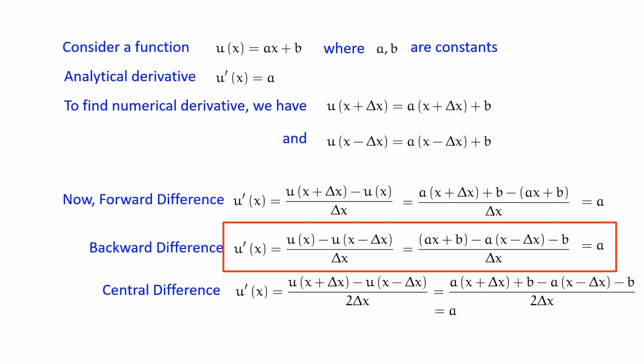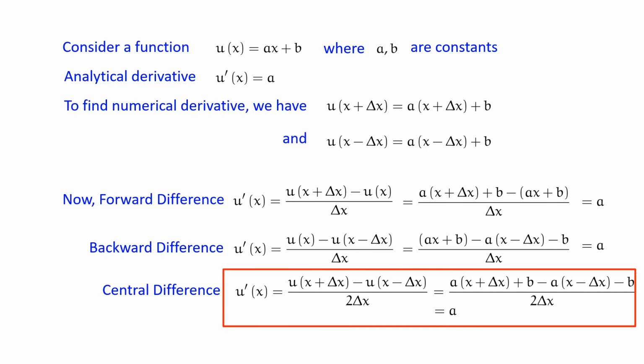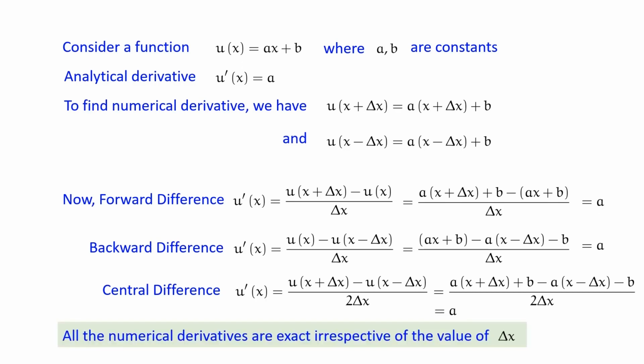And central difference, where u prime x equals u(x plus delta x) minus u(x minus delta x) divided by twice delta x, and the result is once again a. So we can see that the numerical derivatives, forward difference, backward difference, central difference, all of them are the same as the analytical derivative u prime x equal to a.